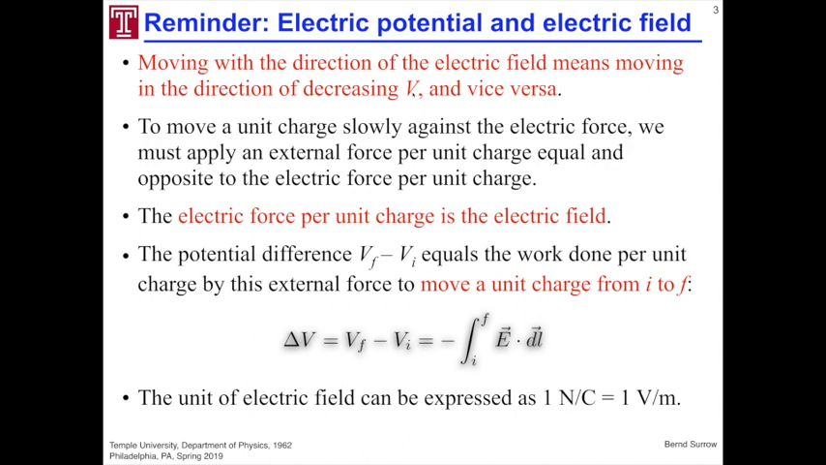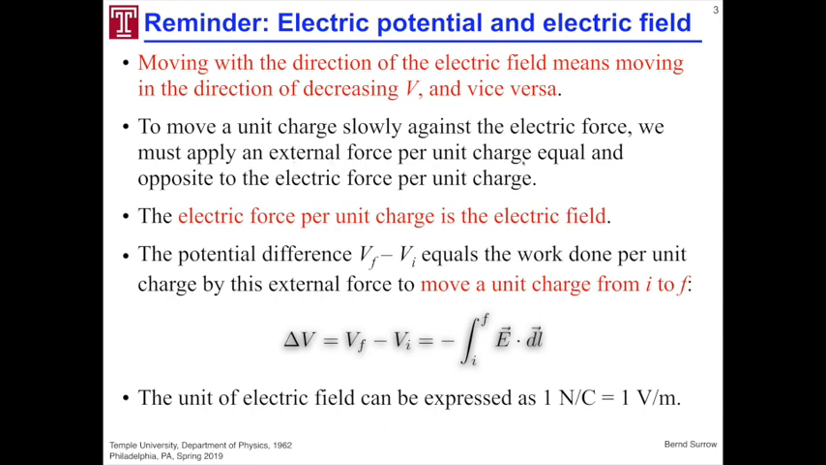And remember the notion, we're dividing out the mass, coming to the gravitational potential, or going from the gravitational force to the gravitational field. The counterpart concerning electrical phenomena: we go from the Coulomb force divided by the charge to the electrical field, and from the electrical potential energy, dividing out the charge, we come to the electrical potential. So again, moving with the direction of the electrical field means moving in the direction of decreasing electric potential and vice versa.